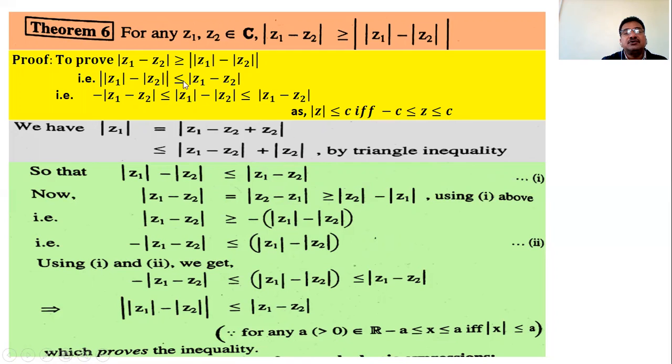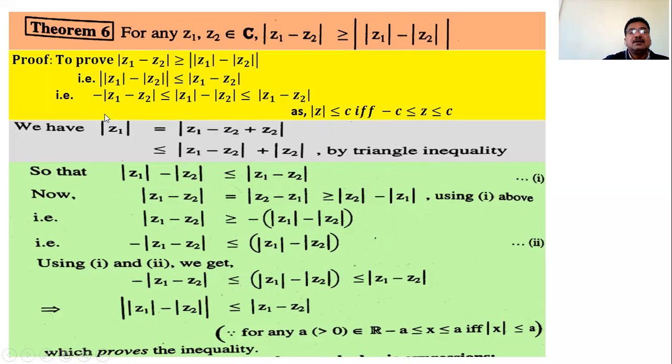In order to show this, we show it in two parts. First, we show that |Z1| − |Z2| is less than or equal to |Z1 − Z2|. We show this first, and then we show the second. Combining 1 and 2, we get the result. So, start the proof: we have to show |Z1| − |Z2| ≤ |Z1 − Z2|.